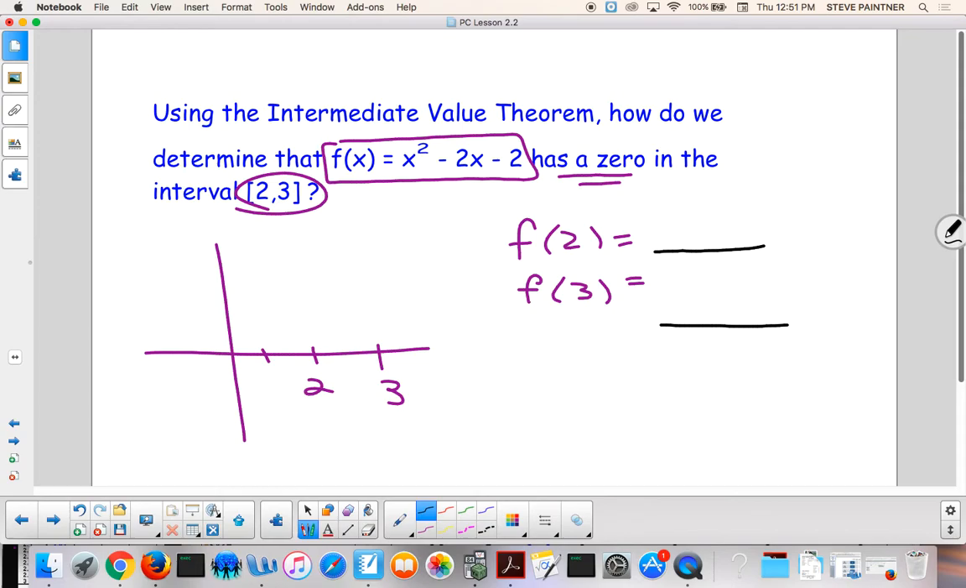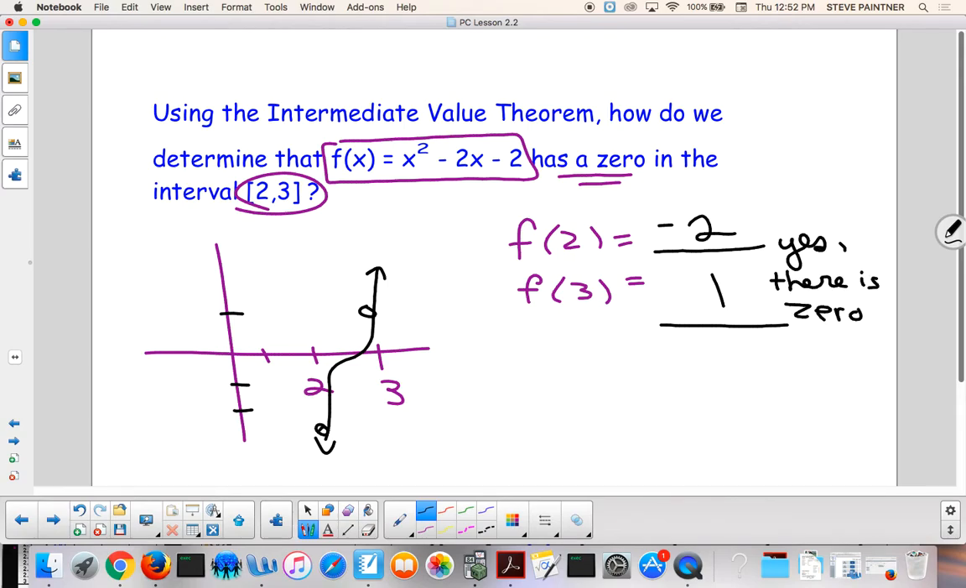Anybody got f of 2? I got negative 2 and 2. Which one? Negative. Okay. So this one's negative 2, which means right here. But f of 3 gave you 1. Okay. So f of 3 is 1. All right. So guys, this is a polynomial. I don't know what this polynomial does, but maybe it does something like this. I'm just making that up. But do I know there's a 0 now? Yes. Because this is negative and this is positive, yes, there is a 0.